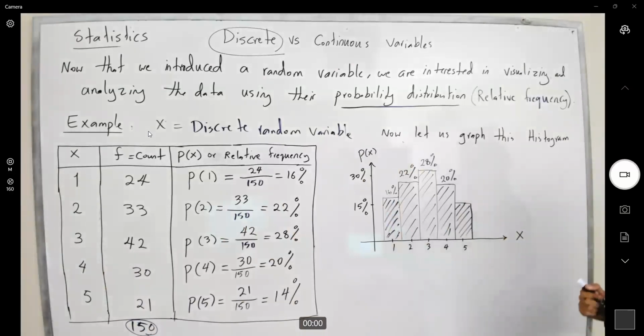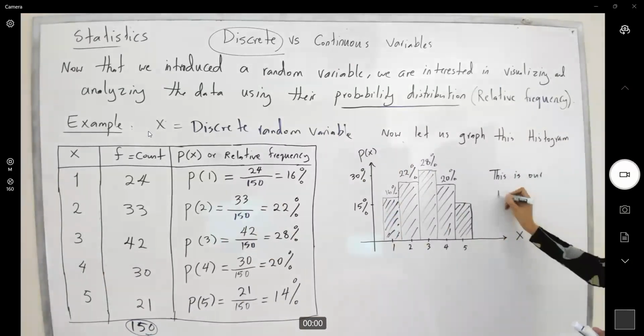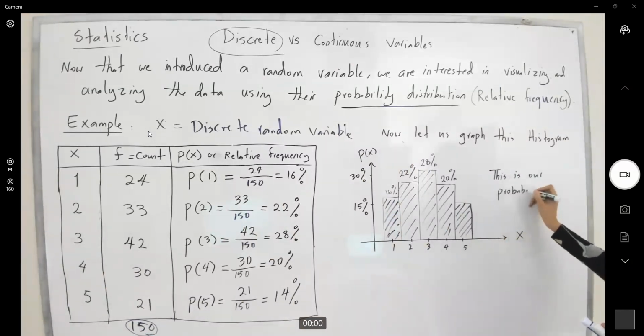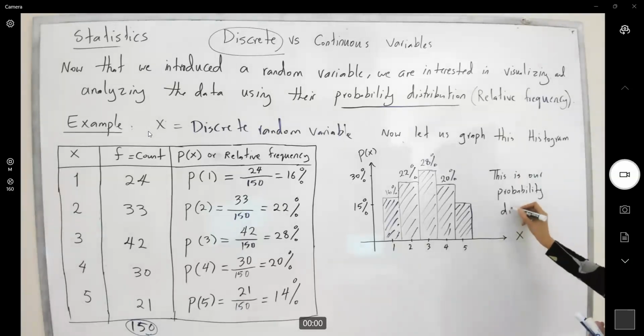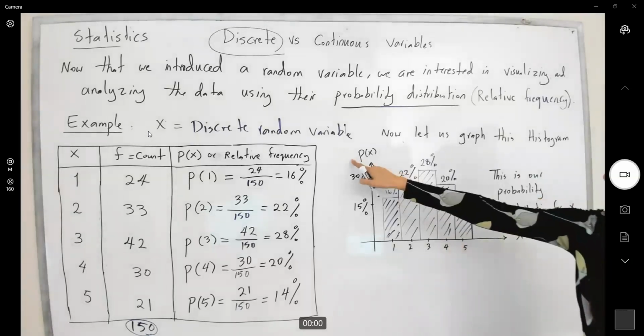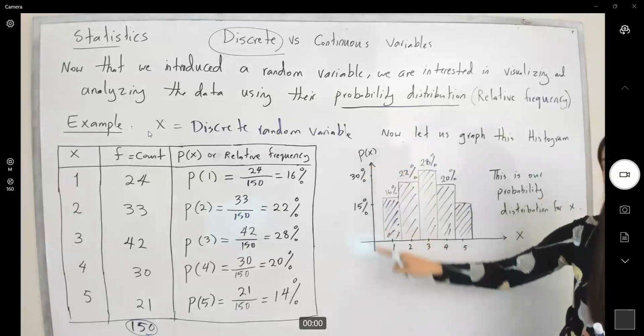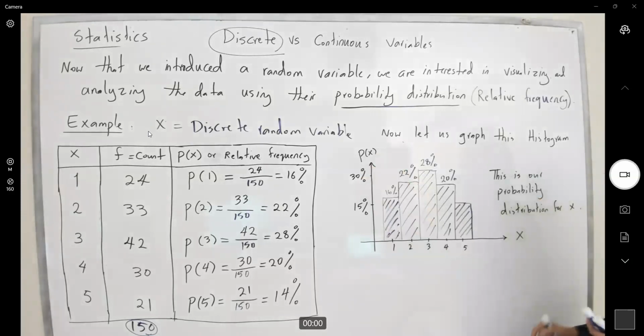This is our probability distribution for x. Since we are using p of x as the vertical line values, you're going to have a probability distribution for x.